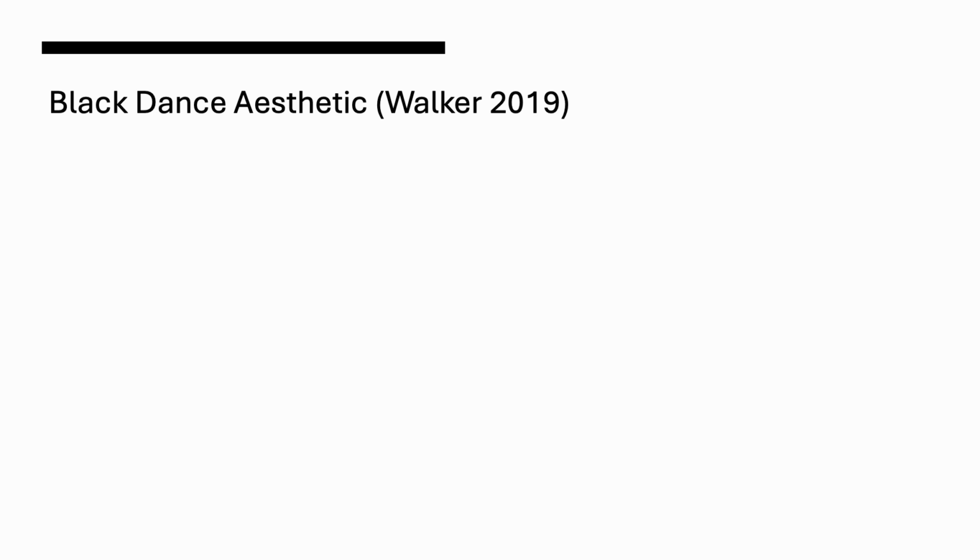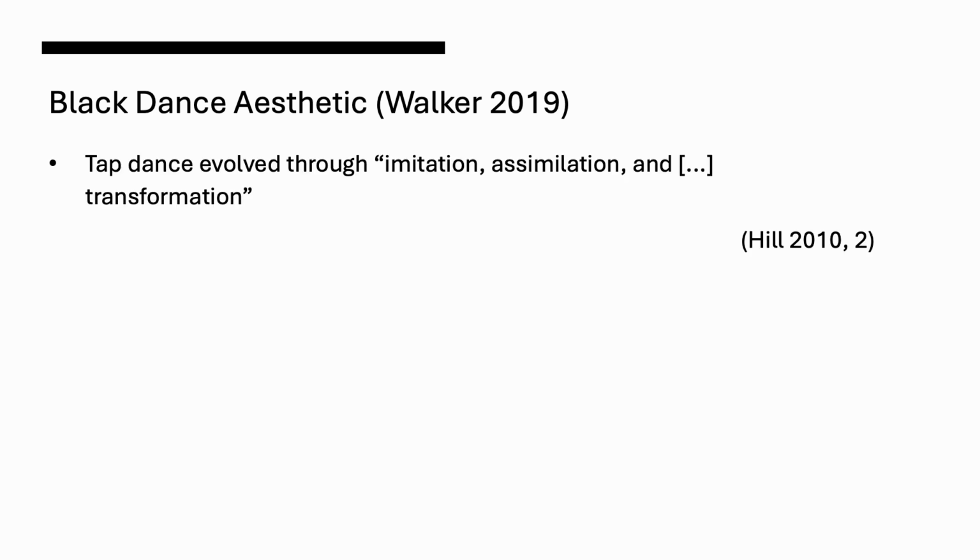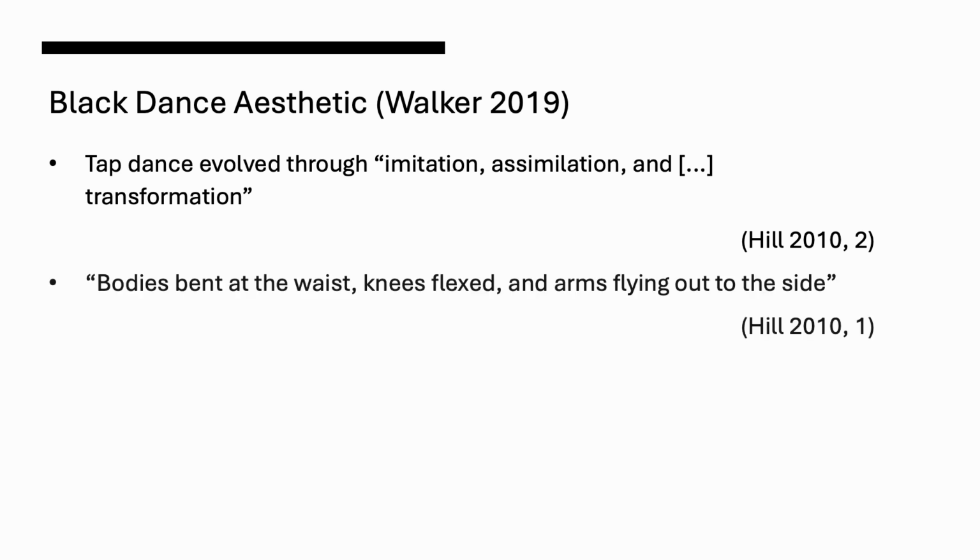Because of its great historical influences stemming from the African diaspora and African Americans, tap dance traditionally is synonymous with black dance aesthetics. Looking at the characteristics of black dance aesthetics further, tap dance was traditionally taught in a social manner through imitation, assimilation, and transformation of movements. It was about exchanging movements and rhythms and was spontaneous and competitive. Hill illustrates the stylistic movement characteristics of bodies bent at the waist, knees flexed, and arms flying out to the side.